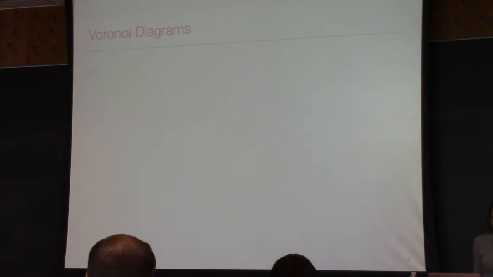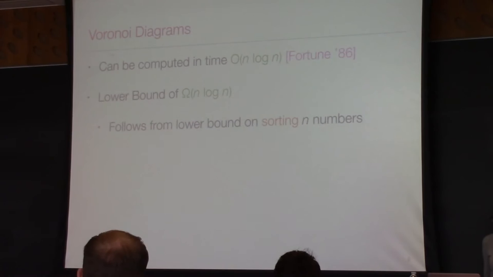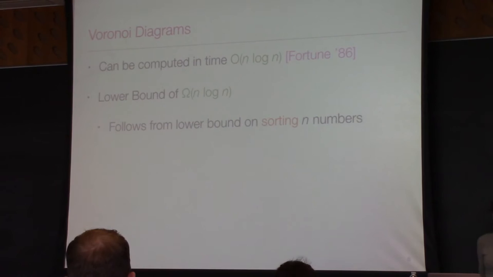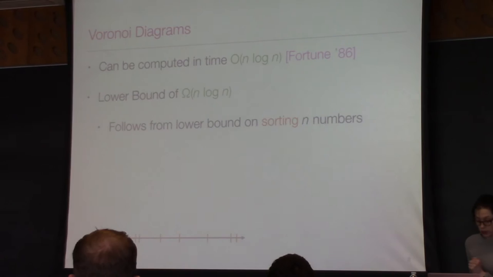So just some background. They can be computed in order n log n time, and that's Fortune's algorithm. And there's a lower bound of n log n, and it follows from the lower bound on sorting. So if you're familiar with computational geometry, computing a convex hull is the analog to sorting. So let's say this is a number line, and we have these numbers that we wanted to sort. What we could do is project them up onto some sort of, yeah?